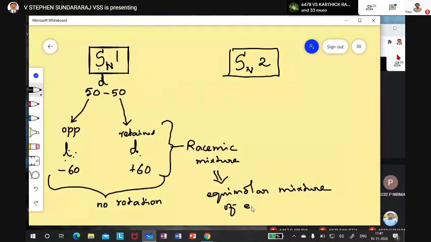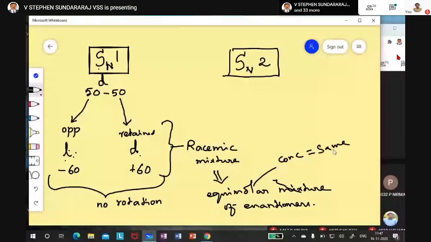Equimolar means concentration is the same and volume is also the same. This is called equimolar. It is a single term: equal volume and equal molarity. That is equimolar. So an equimolar mixture of enantiomers will be formed in SN1.